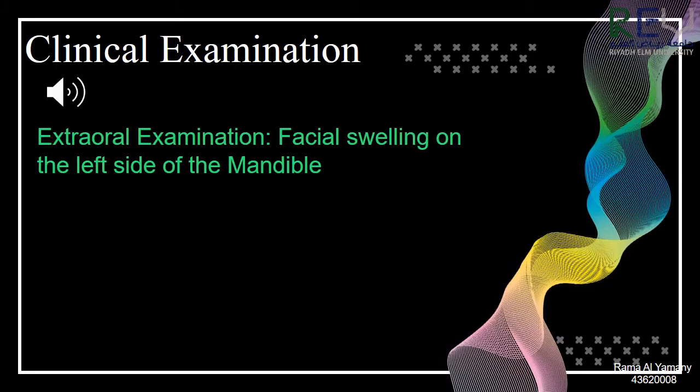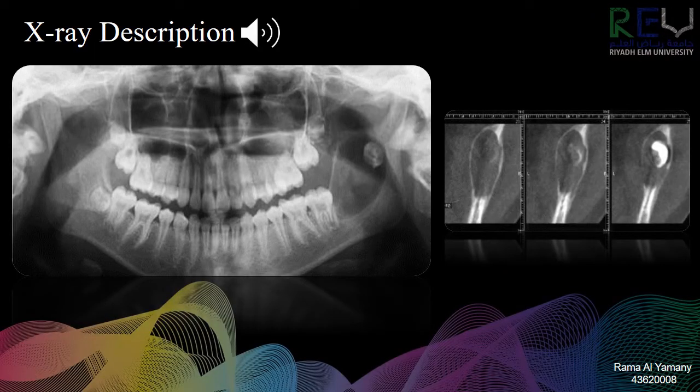Under extraoral examination, facial swelling on the left side of the mandible was detected. Moving on to the X-ray description, radiolucency was detected on the posterior left side of the mandible and associated with the developing third molar, attached to the cemento-enamel junction of this developing third molar. Also, CBCT scan confirmed lingual perforation on the left mandibular ramus.